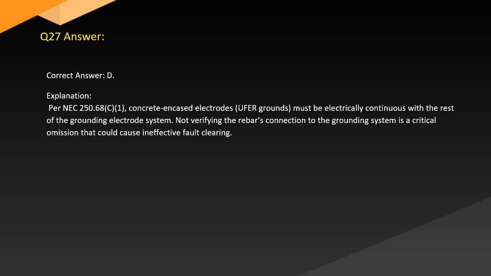Answer. Correct answer: D. Explanation. Per NEC 250.68(C)(1), concrete-encased electrodes, or Ufer grounds, must be electrically continuous with the rest of the grounding electrode system. Not verifying the rebar's connection to the grounding system is a critical omission that could cause ineffective fault clearing.